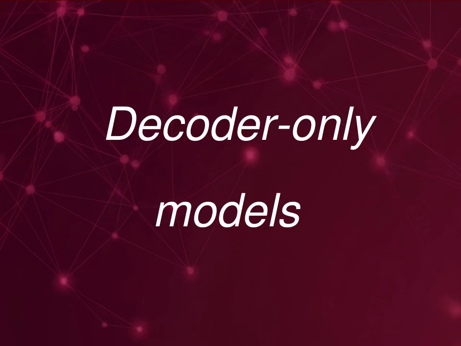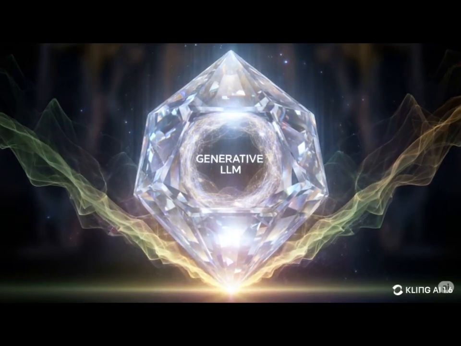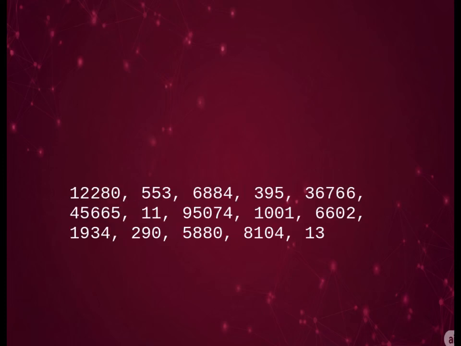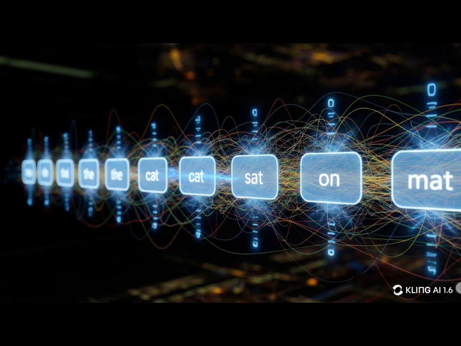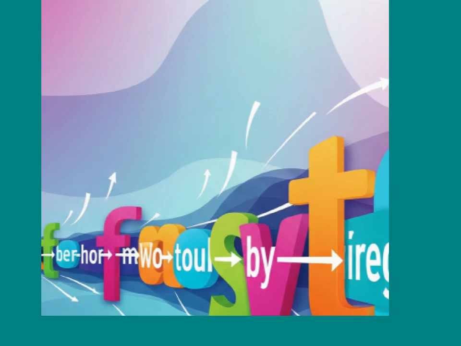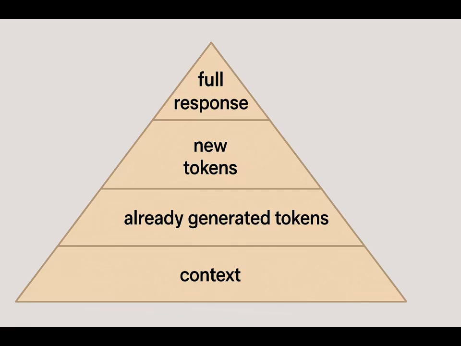Decoder-only models. These are the models most commonly referred to as generative LLMs today. They are designed for generating sequences, predicting one token after the previous ones. In a decoder, each word can only attend to the words that came before it in the sequence, simulating the process of generating text from left to right. This unidirectional attention is crucial for the auto-regressive generation process.